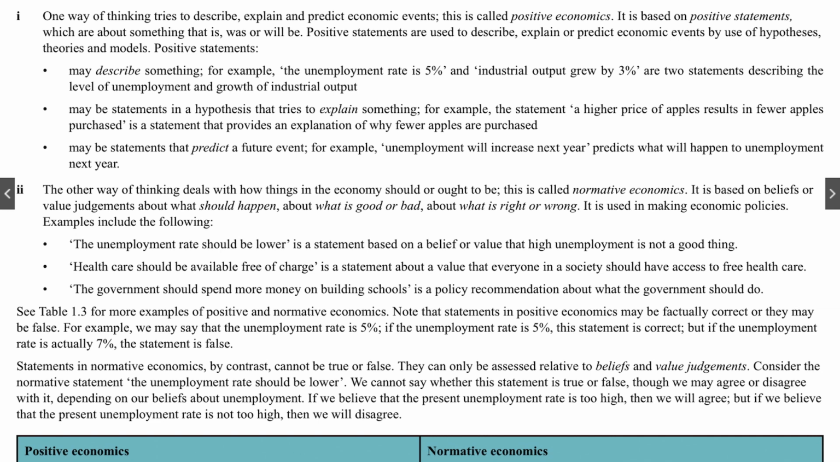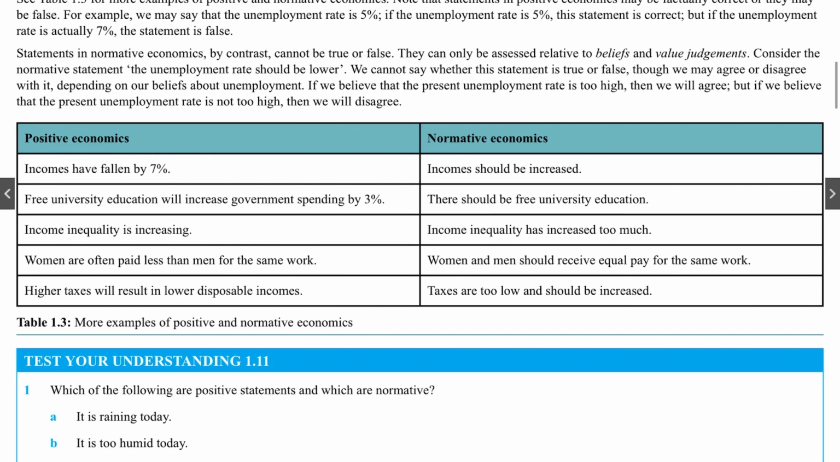So the next one is also healthcare should be available free of charge. Again, mostly subjective. I think most people would agree that this is objective. But anyway, healthcare should be available free of charge. Some people could argue against this, so therefore it is normative. And then the last one is the government should spend more money on building schools. Again, subjective. People could argue against this, so therefore it is normative.